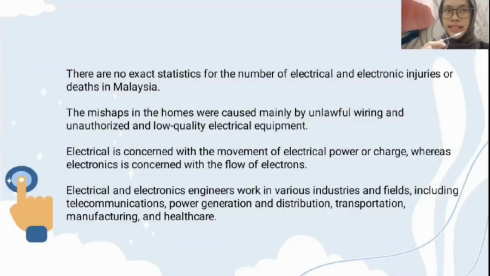There are no exact statistics for the number of electrical and electronic injuries or deaths in Malaysia. The mishaps in the homes were caused mainly by unlawful wiring and unauthorized and low-quality electrical equipment. Electrical is concerned with the movement of electrical power or charge, whereas electronics is concerned with the flow of electrons. Electrical and electronic engineers work in various industries and fields including telecommunications, power generation and distribution, transportation, manufacturing and healthcare.